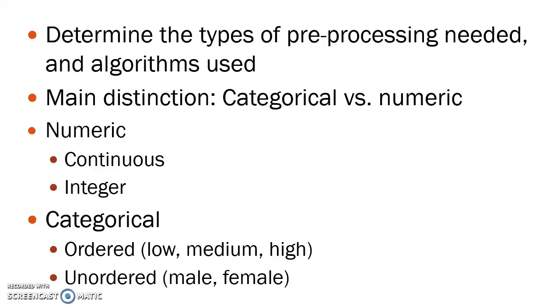And sometimes there is pre-processing that needs to be done. If you want to use classification, which can only use categorical, and you have numeric data, there's things that you can do to convert that numeric data to categorical, and vice versa, from categorical to numeric as well.